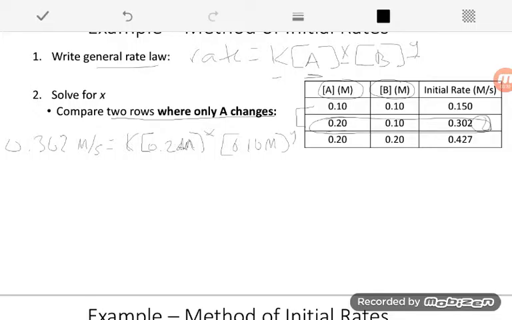So all I've done is plug in this second row to my rate equation. And now I'm going to do the same thing with row 1. So my rate there is 0.150 molar per second is equal to k.